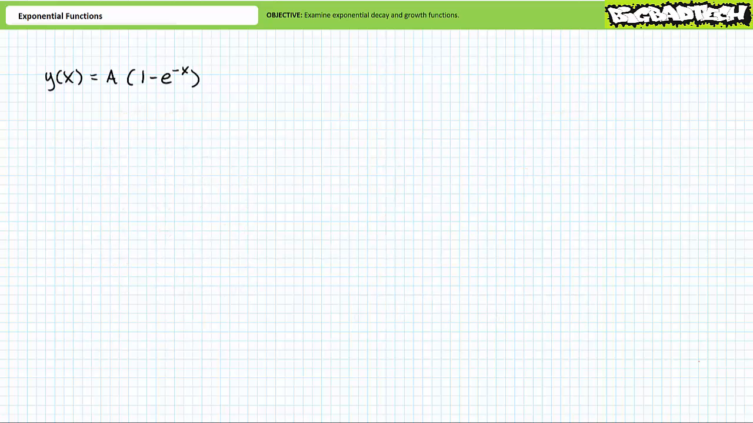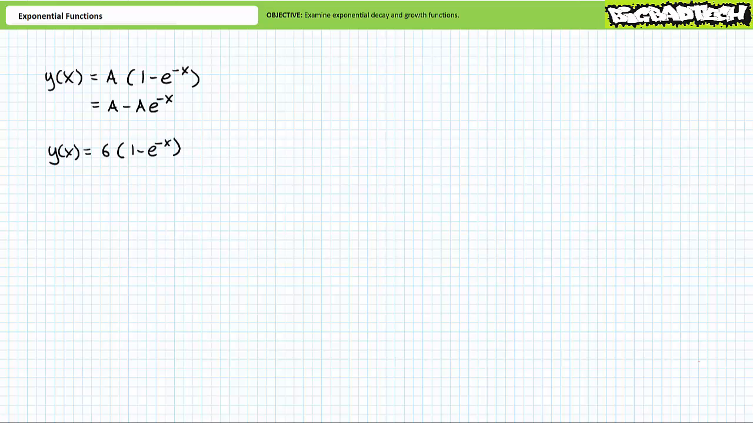Let's step it up another notch. The growth function can also be multiplied by a constant a. The general purpose growth function looks like this: y of x equals a times 1 minus e to the negative x. Note that the constant a is multiplied by everything inside the parentheses. If you wanted to, you could distribute the constant a into the expression as follows, where y of x equals a minus a times e to the negative x. Either version works, your choice.